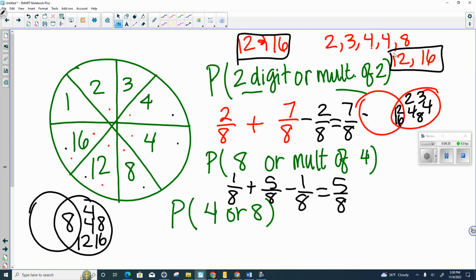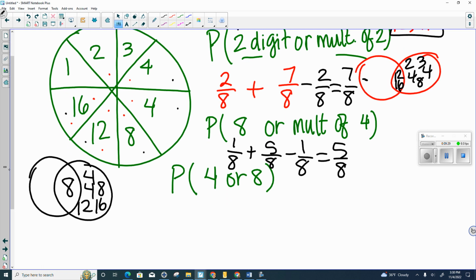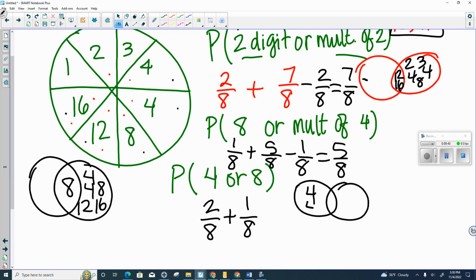Okay, let's try this last one. What's the probability of rolling a 4 or an 8 in one spin? So there are 2 of those 4s. There is 1 of those 8s. If I do a Venn diagram, is there anything that these 2 groups have in common? No. So I don't have to subtract anything. It's just 3/8.